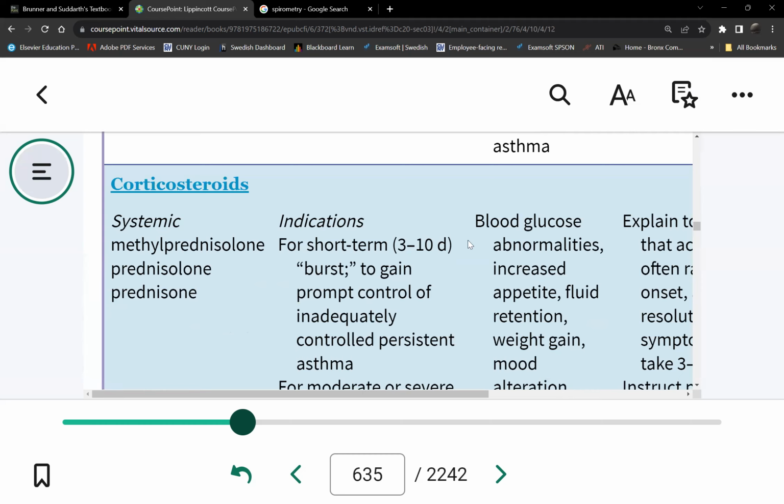We have inhaled steroids, we also have oral steroids and IV steroids. Which form will be used depends on the patient's symptoms. Usually when they come in with acute symptoms, we'll put them on all three. Give them IV steroids. We also give them inhaled steroids.